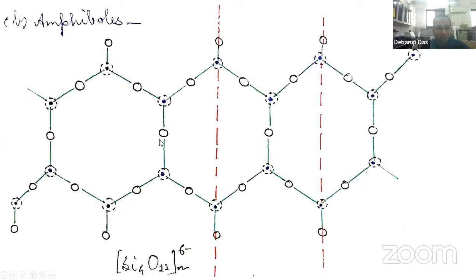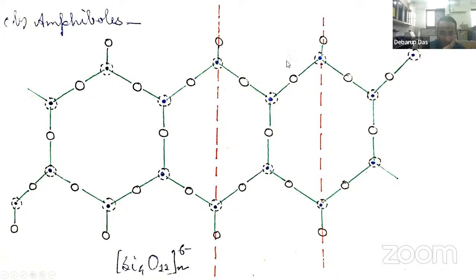In amphiboles, you just put another chain below it, another similar chain, just below it. In this case, the oxygen sharing is funny. All the outer tetrahedra share two oxygens, and all the inner tetrahedra, the inward tetrahedra, share three oxygens. Alternately two, then three. How? This outward tetrahedron shares this oxygen and this oxygen. This inward tetrahedron shares this oxygen as well as this oxygen as well as this oxygen. So the oxygen sharing is alternately two and three.